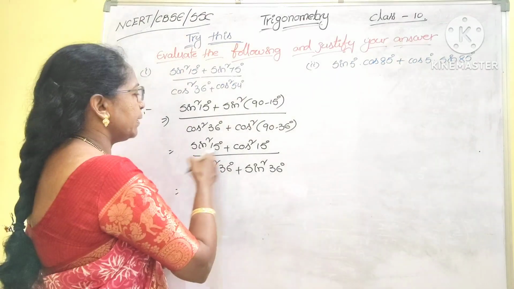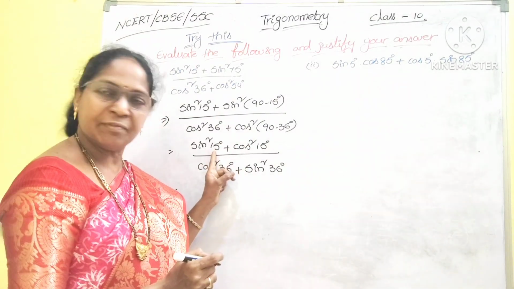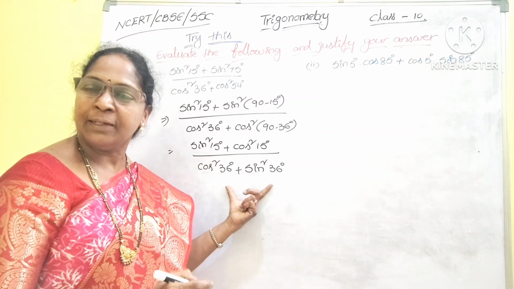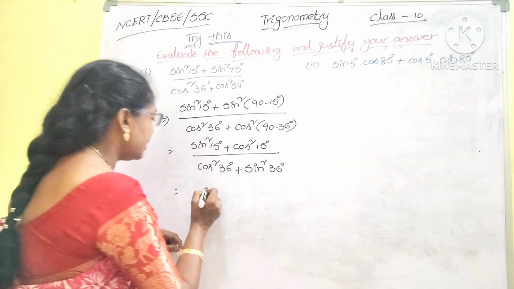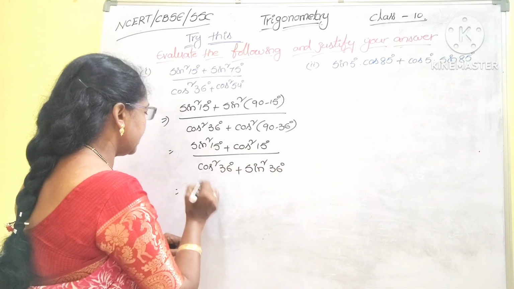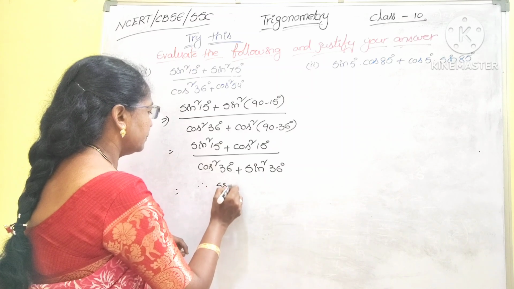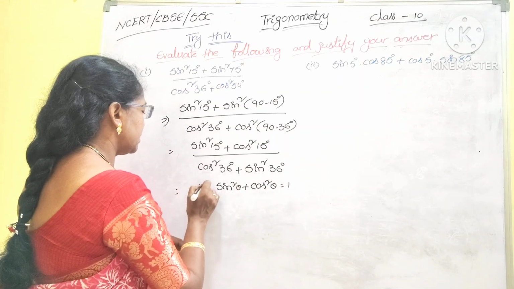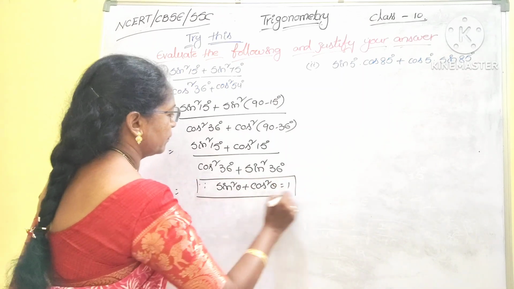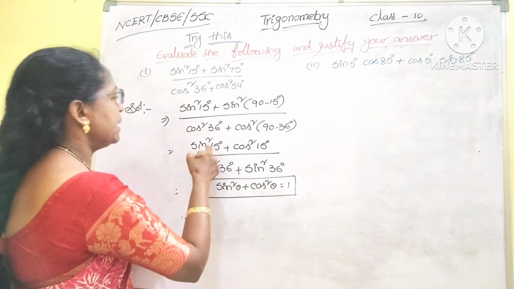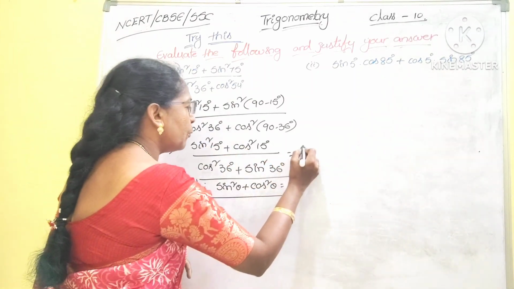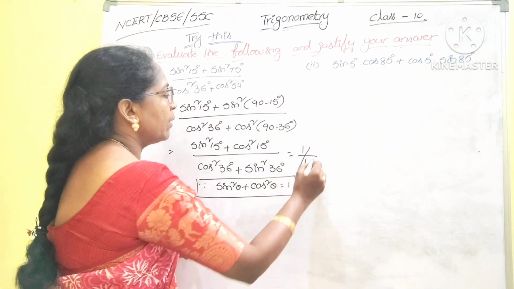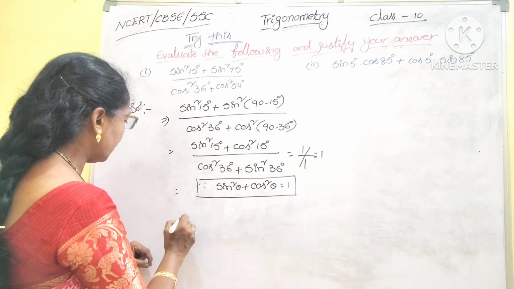Now here sin square theta plus cos square theta, here theta equal to 15 degrees. In the denominator, cos square theta plus sin square theta, theta is same here. Then you can apply that trigonometric identity. What is that here? Since here sin square theta plus cos square theta equal to 1. According to this identity, sin square theta plus cos square theta equal to 1 divided by cos square theta plus sin square theta is also 1. Where 1 by 1 equal to how much? 1 you are getting.